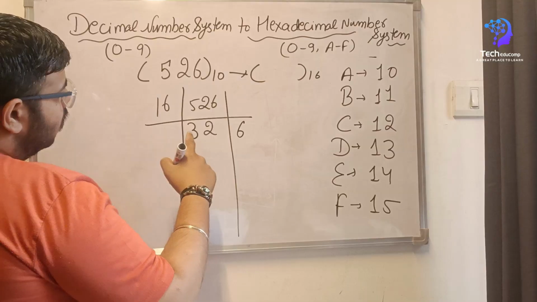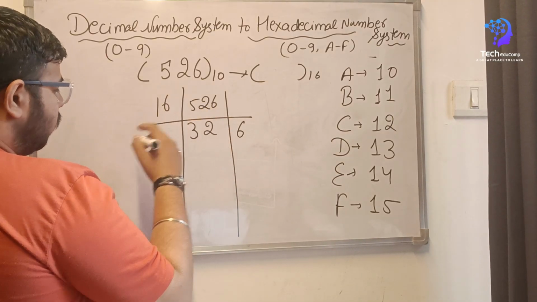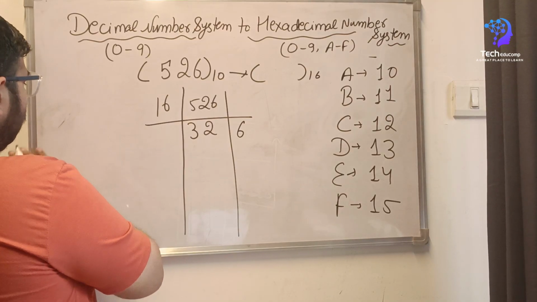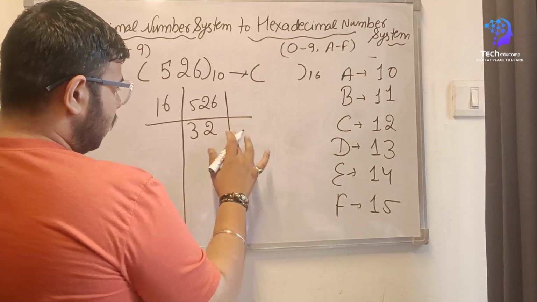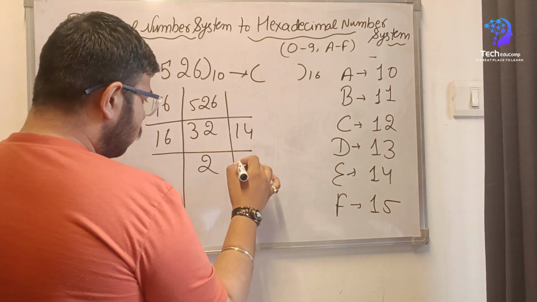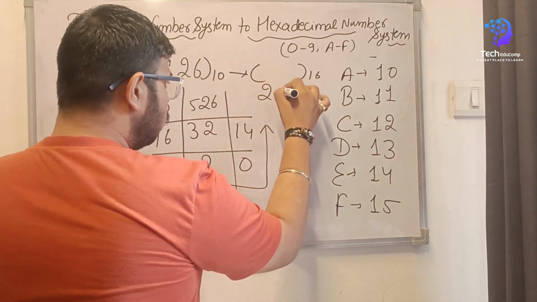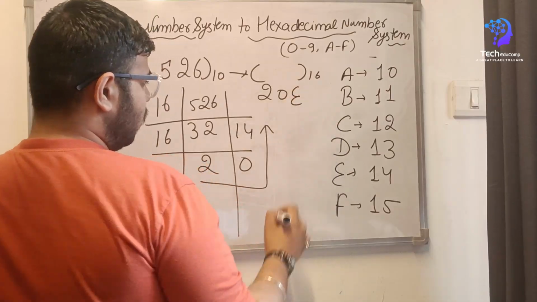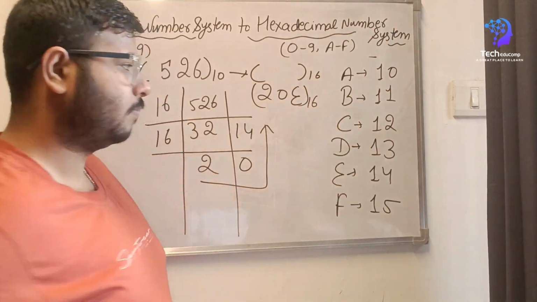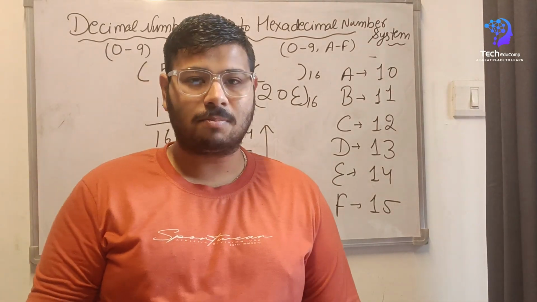46 minus 32, oh yes, it's 14. Then again, it's 2, it's 0. So this will be your final answer: 2, 0 and E. 20E. This will be your answer. Okay, I hope you understood this much.